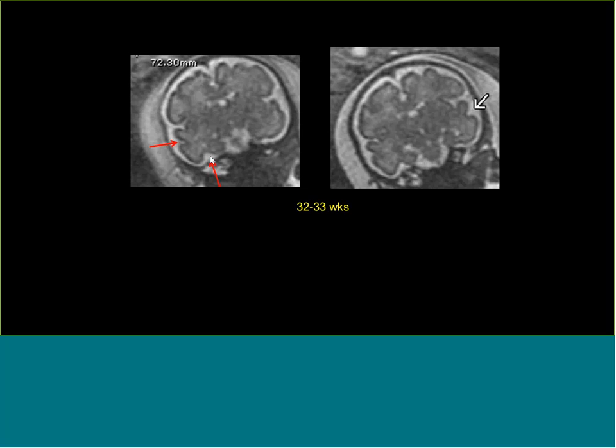And after 34 weeks, it's very hard for us to tell the difference between 34, 36, 38, 40 weeks, because the secondary sulci are much harder to assess. So the most useful gestational age range where we can give information about the adequateness of sulcation is from about 23 or 24 weeks up to about 34 weeks.